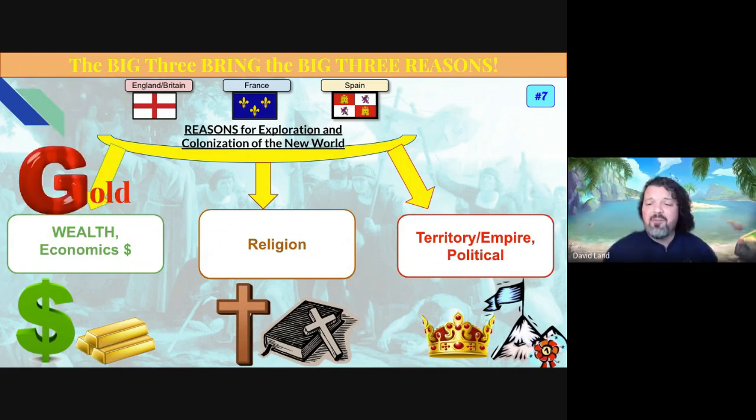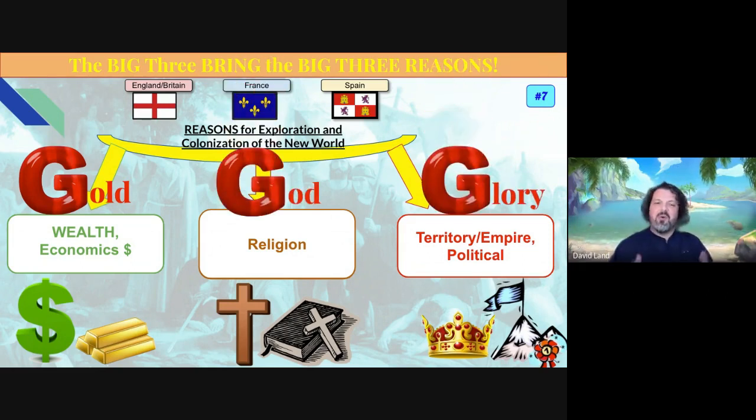Now, if you remember from some of your earlier lessons in other grades, you probably remember the 3 G's: the gold, God, and the glory. Now, you have to know that the gold, God, and glory is described in more distinct terms. So gold, God, and glory is great, but we have to know wealth, economics, empire, political, religion. And there are your big 3 pull factors, the reasons that those European countries were coming to the New World.